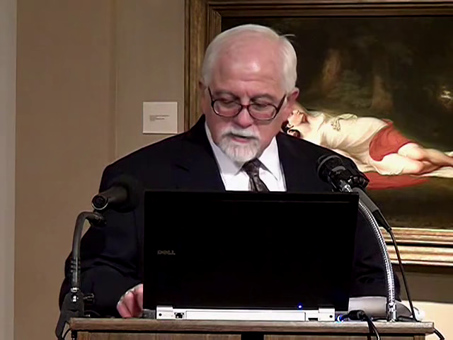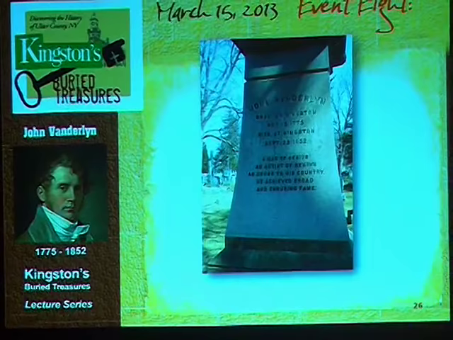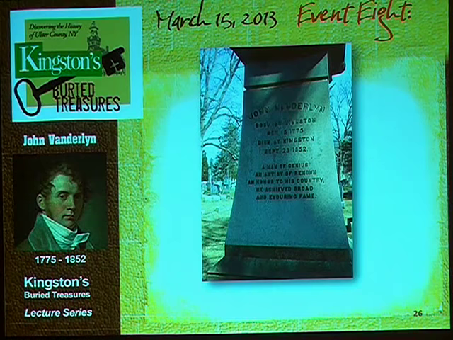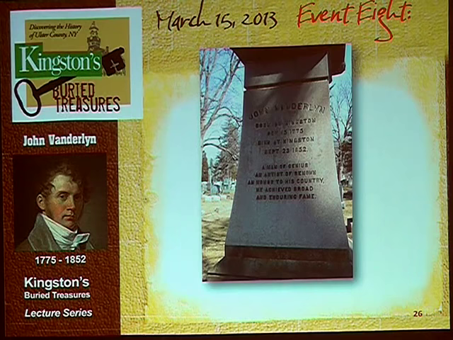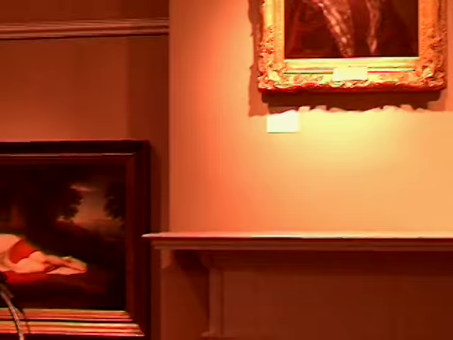Okay, we are now at the end of Vanderlyn's life. In September 1852, he at last returns to Kingston. He borrowed money to rent a room at a Kingston hotel where, on September 23rd, 77-year-old John Vanderlyn died a bitter man and an impoverished man. He was buried in Wiltwyck Cemetery. And I just learned that his monument was funded by devotees of John Vanderlyn. They put together the money for his monument. So, because he was that poor.